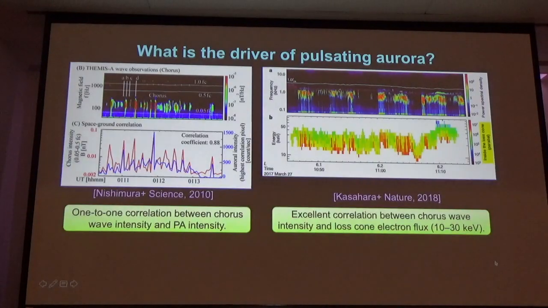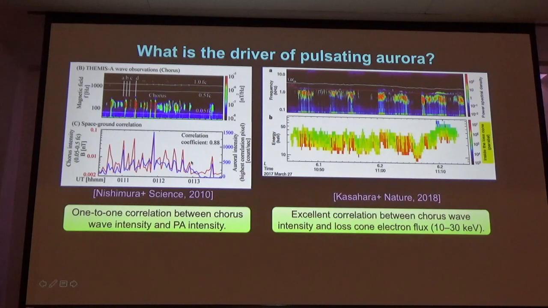And what is the driver of the pulsating aurora? Using the conjugate measurements between THEMIS and the THEMIS all-sky imagers, Nishimura et al. found almost a one-to-one correlation between the chorus wave intensity, shown in this red line, and the pulsating aurora intensity.